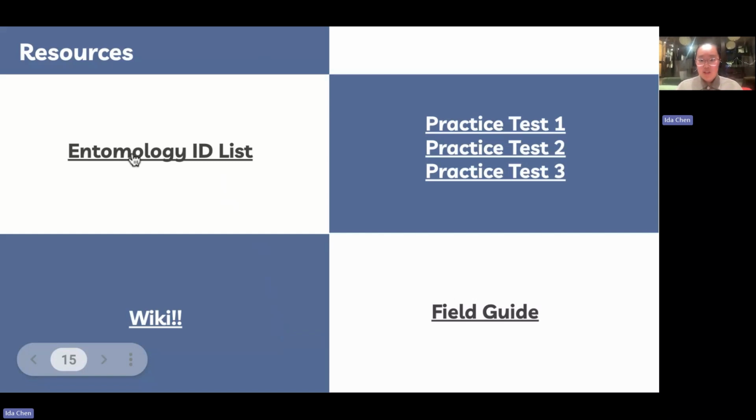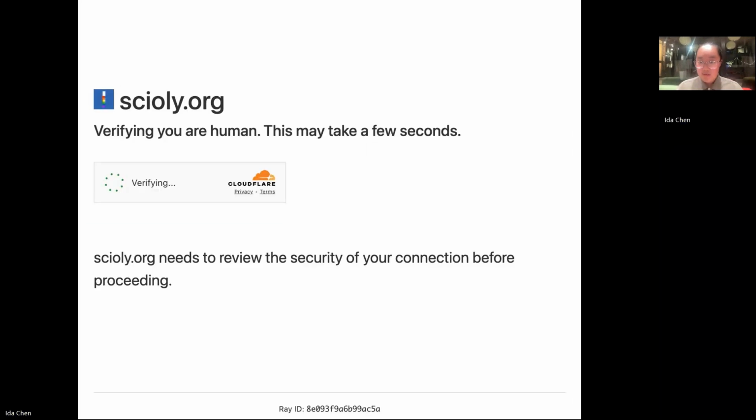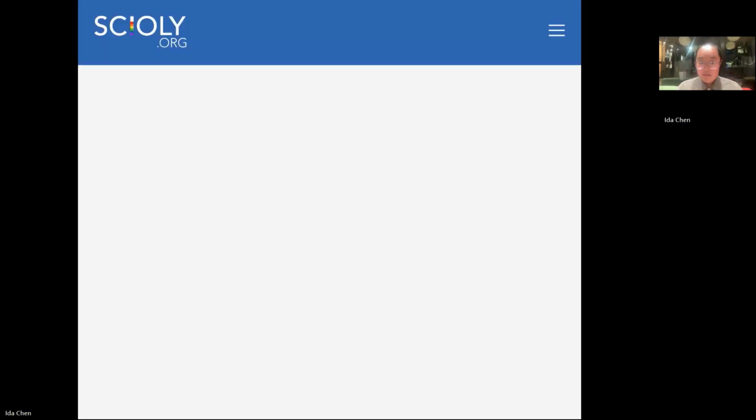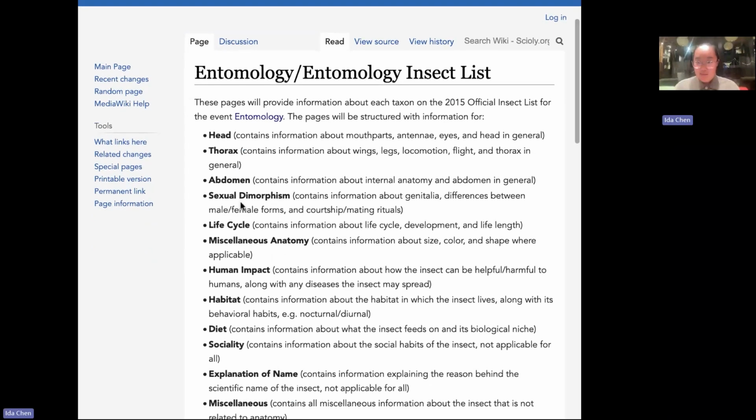So the entomology ID list is a great place to start if you haven't assembled a binder before. If you want to take a look. So there's no website for that, unfortunately, but if you literally just search it up, some will come up.